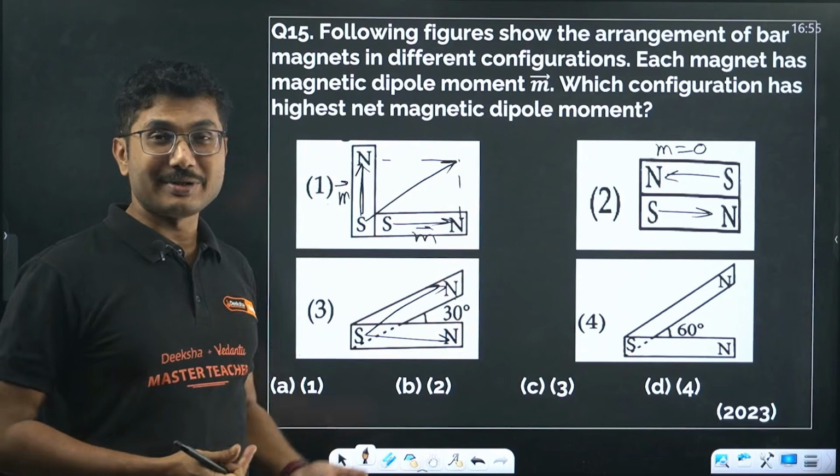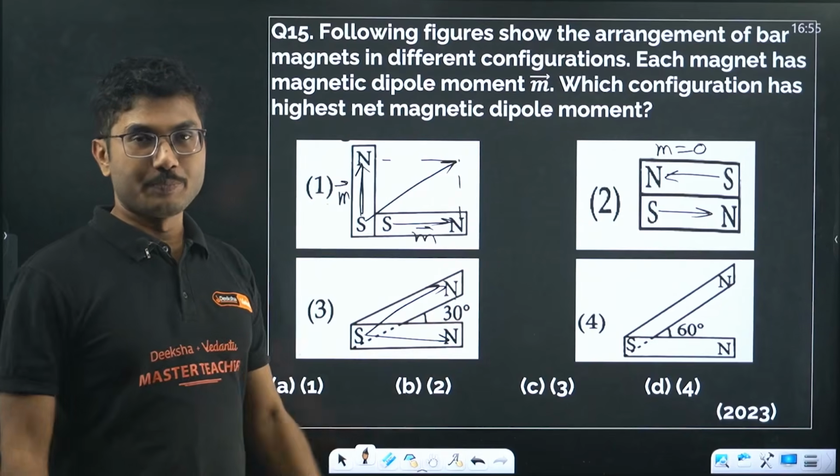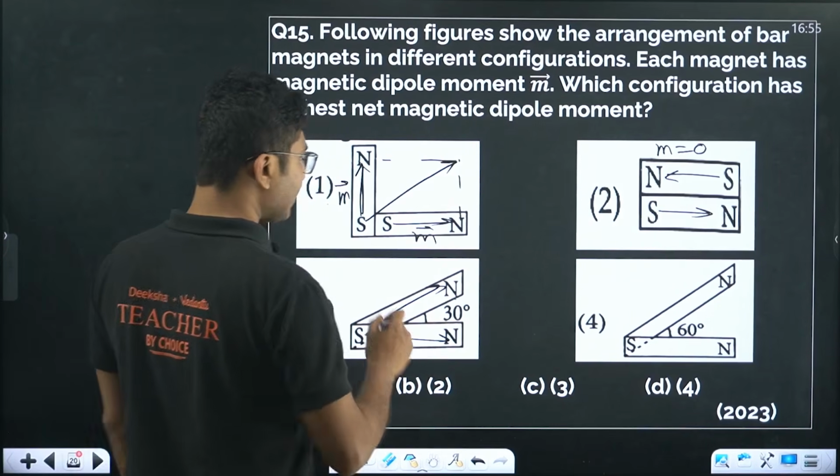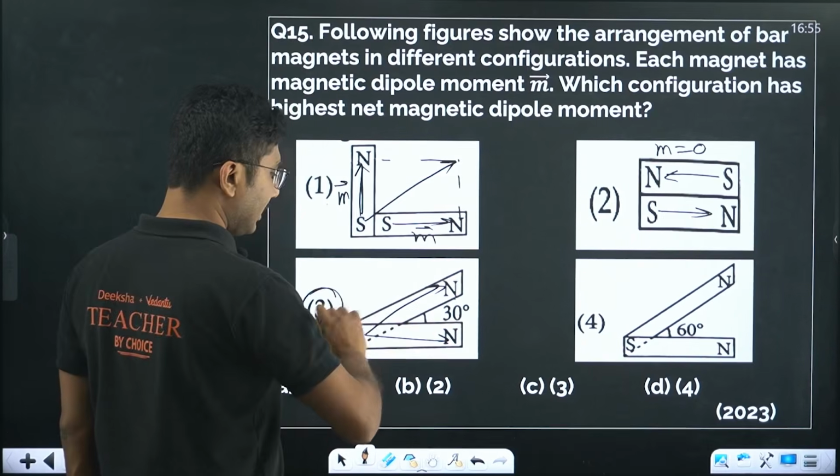0 degree angle means largest value. They just get added, right? So smaller the angle, larger is the value. So the correct answer will be option 3.